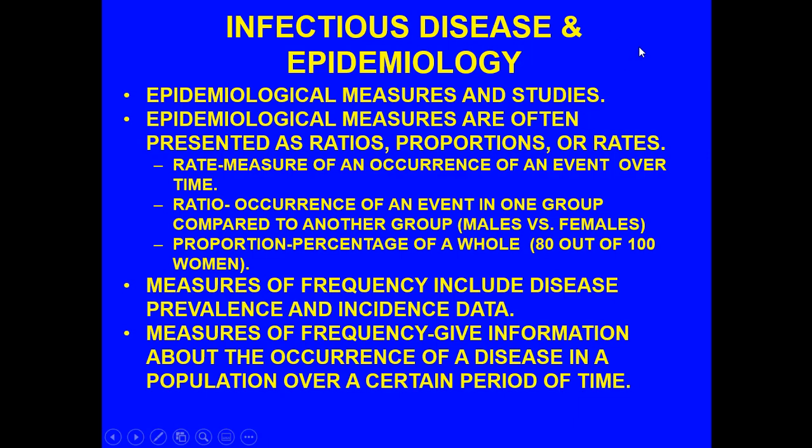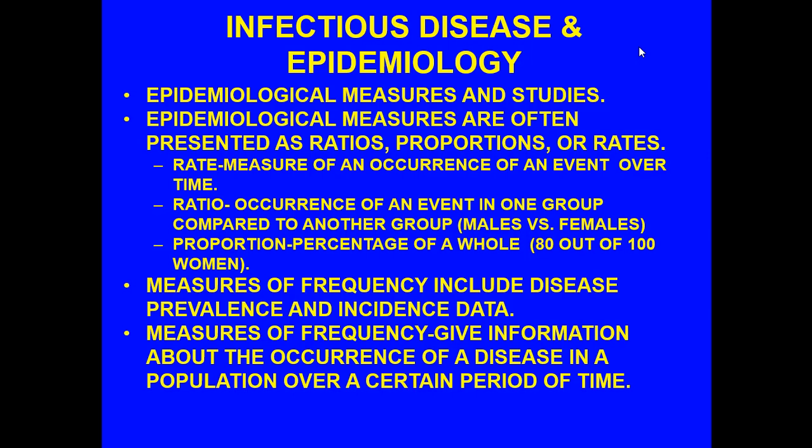Now, when we talk about epidemiological measures and studies, epidemiological measures are often presented as either ratios, proportions, or rates. When I talk about a rate, for example, it's a measure of an occurrence of an event over time, like 5 cases an hour. If you notice with COVID, what has happened? You've had governors and even in some cases local leaders providing day-to-day reports of how many cases of COVID have occurred and how many deaths have occurred. You could also look at a ratio, which is the occurrence of an event in one group compared to other groups, males versus females, senior citizens versus young people, etc.